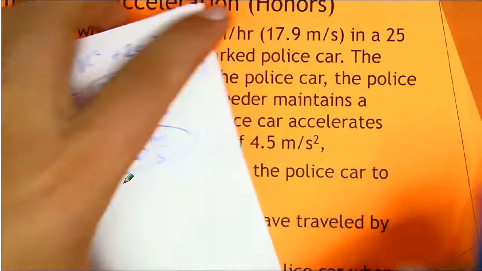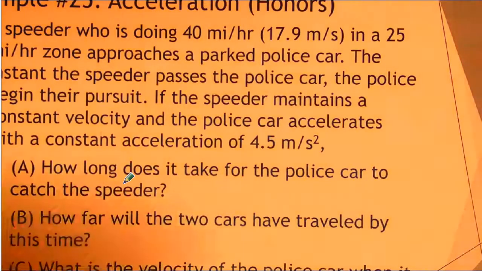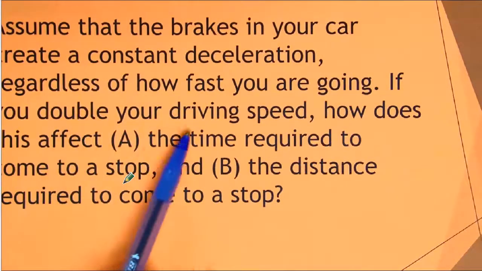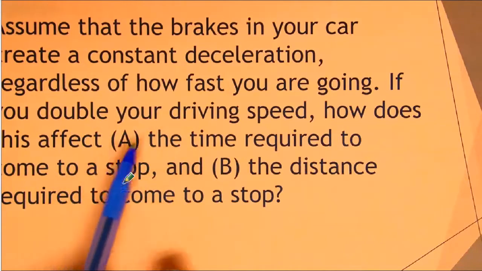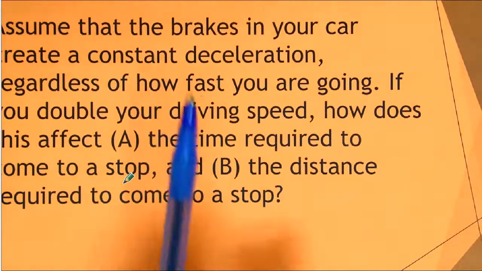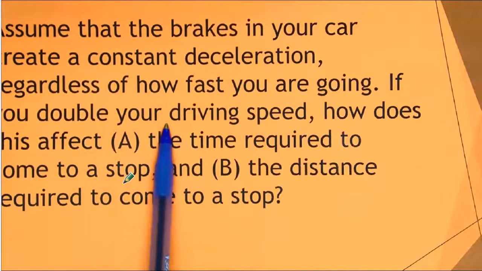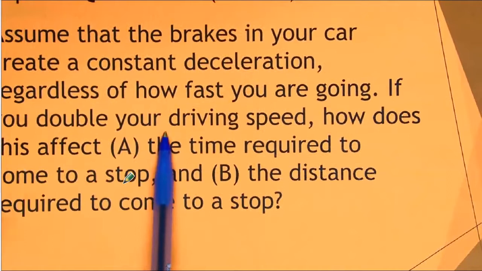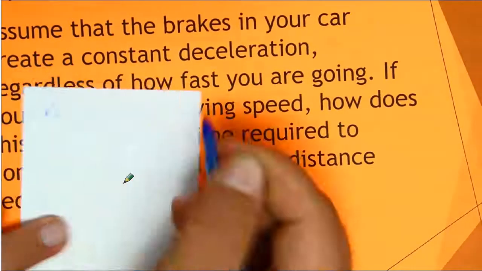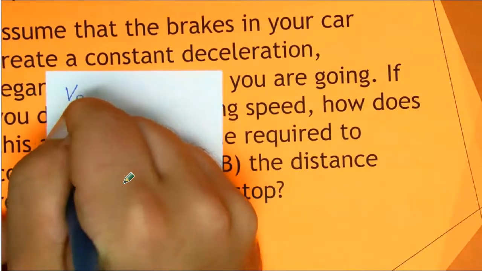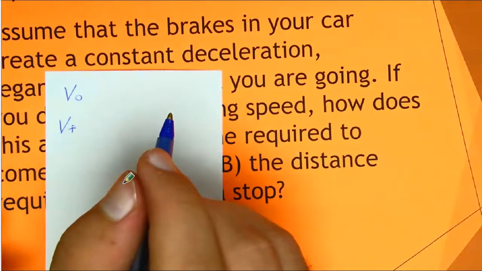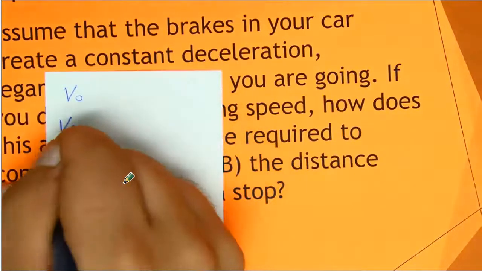All right. Last problem. Assume that the brakes in your car create a constant deceleration. How fast would you be going if you double your driving? Now, this is a little tricky one. It's asking if you double your speed. So I'm going to have an initial velocity, and the final velocity is going to be, all right, it's asking for time and acceleration.